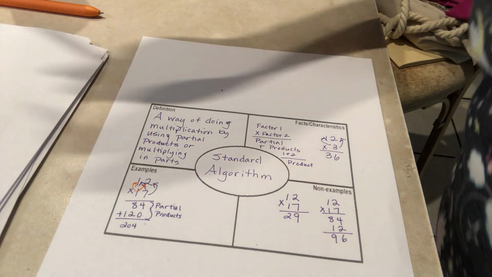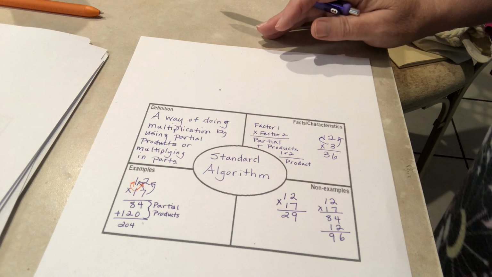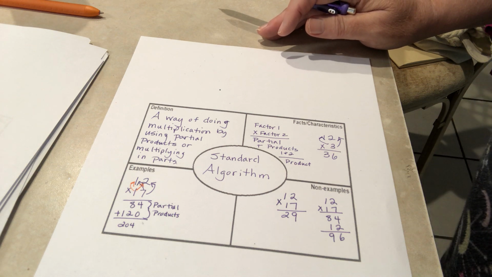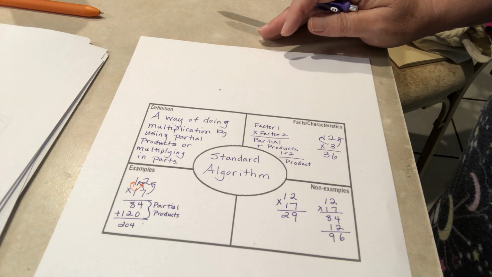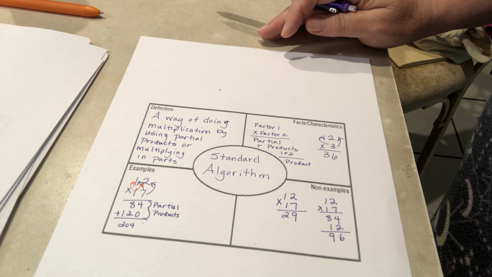And then the final one, this is the most difficult one we're struggling with right now. It's the standard algorithm. They learned the box method. The standard says standard algorithm. So I'm fighting the good fight of faith of standard algorithm versus box model.